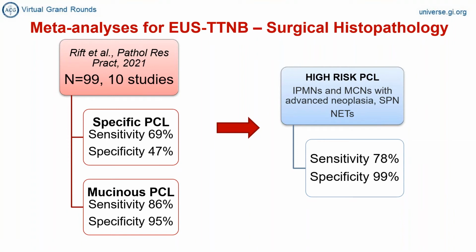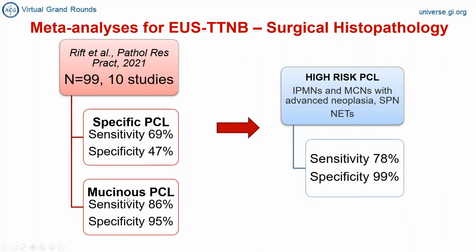In this other meta-analysis, they looked at just those cases who had surgical histopathology, which is a reference standard or the gold standard. Here they had 100 patients, and the specificity for reaching a diagnosis of a specific cyst type, not just diagnosing cyst as mucinous versus non-mucinous, but actually diagnosing cyst type, was about 50%.